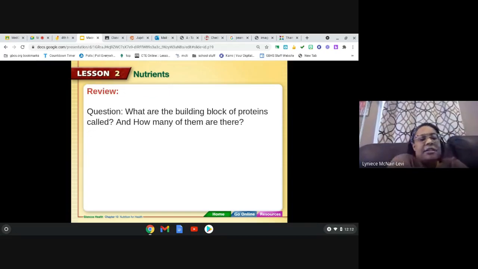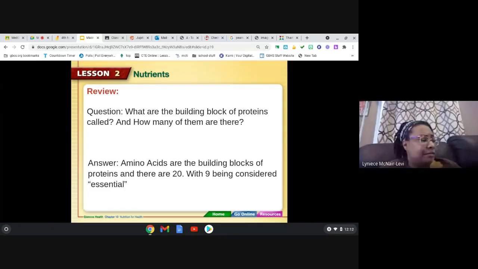So these are some questions that you need to make sure you know how to answer. What are the building blocks of proteins called, and how many of them are there? You should already know that answer, even without looking at the Google Jamboard. You should be able to figure out that there are 20 amino acids, and 9 of those are what we consider essential. Think of essential workers. You're not essential workers in your body. We've got to have them, but we just have to go out and get them.